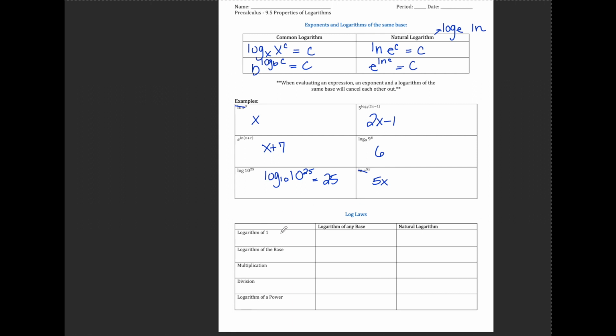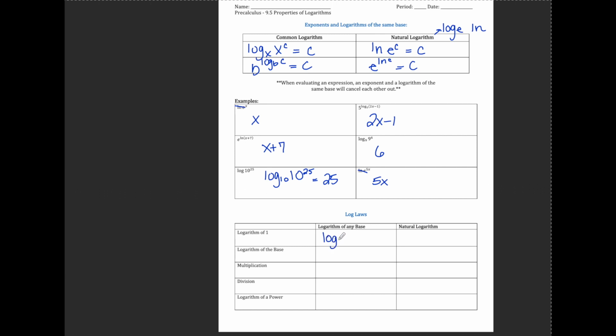So the first one I want to look at is the logarithm of 1. So if I have log of 1, this says log base 10 of 1, right? But I can really make this rule apply for any base. So say this is log base x of 1. So this rule can apply for a log with any base.